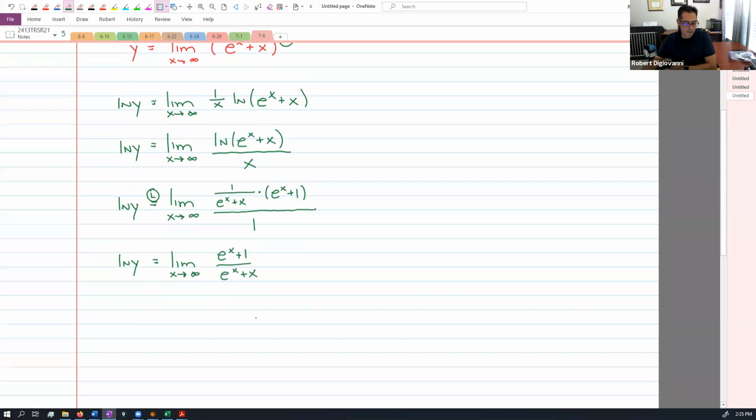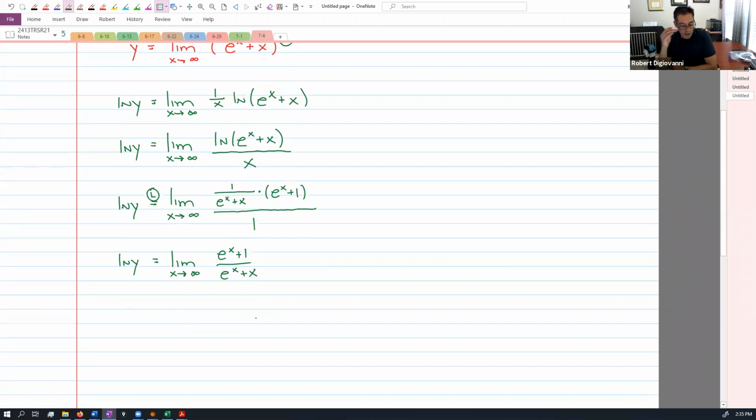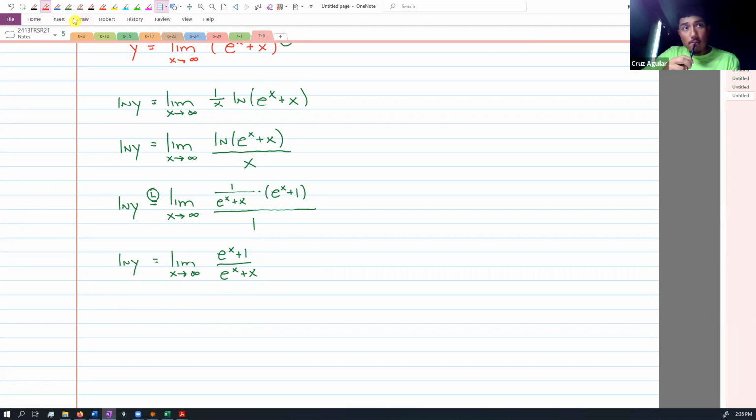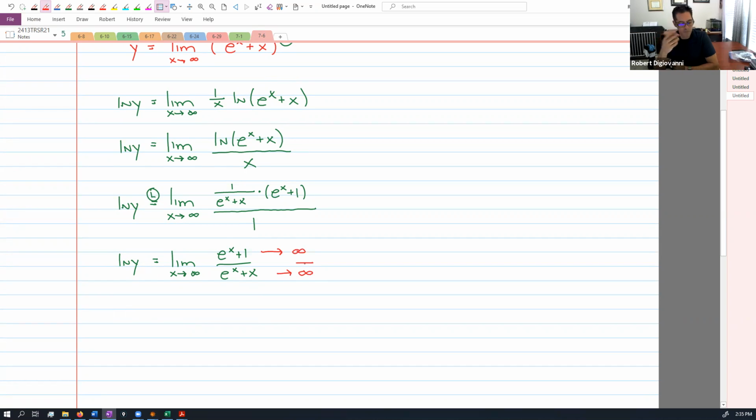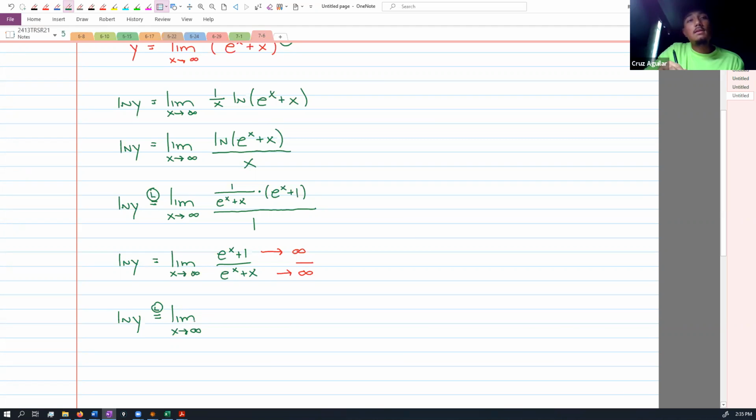Now, if x goes to infinity here, Cruz, where does the top head? Where does the bottom head? Infinity over infinity still, no? So we need L'Hopital again, right? Let's do it again. What do you get? It should just be e to the x on top, and then e to the x plus 1.